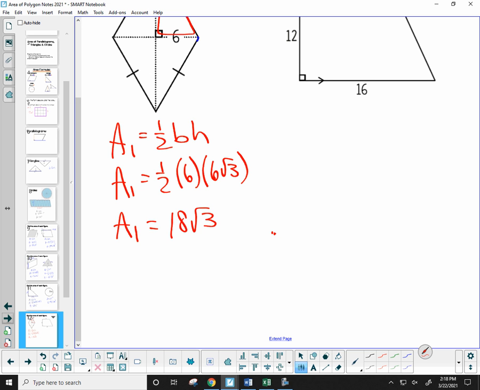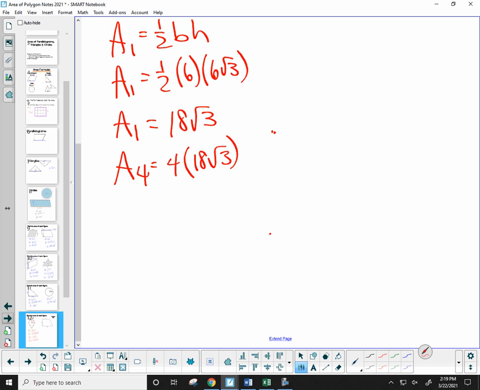But I don't have just one triangle like that. How many triangles do I have? I have 4, just like that. I have 4 congruent triangles, so I really need the area of 4. Do 4 times 18 radical 3. The area of 4 would be 72 radical 3 square units. I wrote that out in a lot of steps. You don't necessarily have to write it out that much. Questions on that?